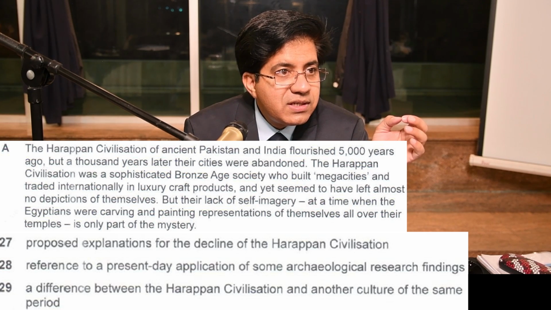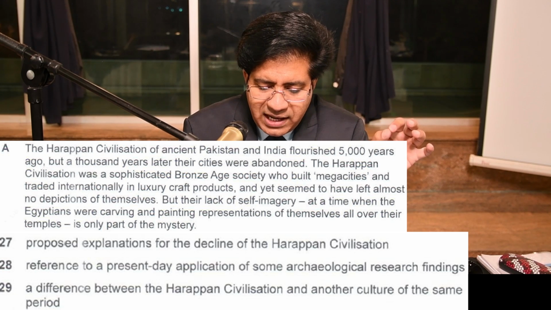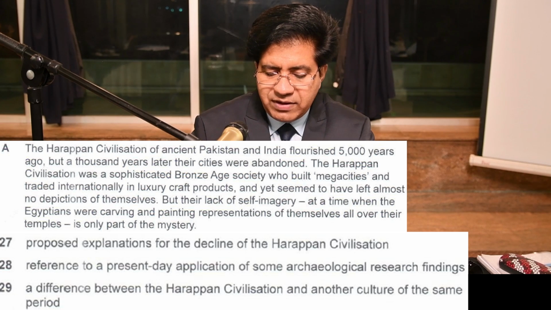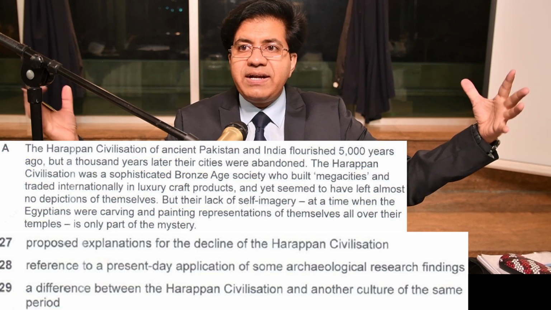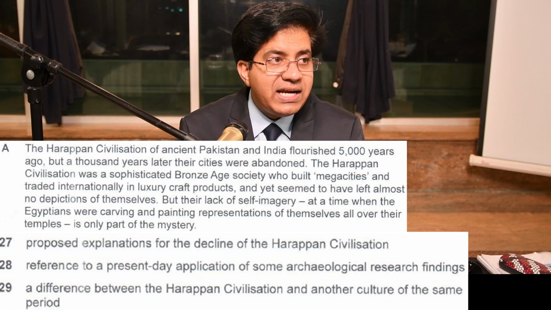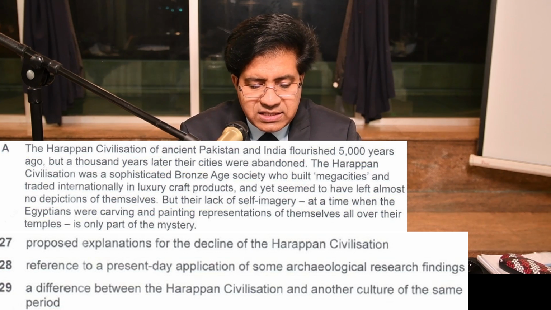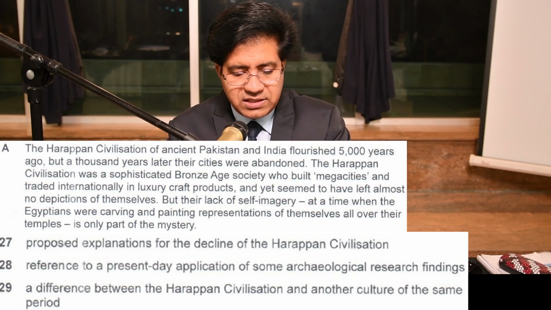Do you see the word Egyptians? In which paragraph? A. So they've written Harappan civilization was sophisticated. Now I'm reading this Egyptian sentence: but their lack of self-imagery at a time when the Egyptians were carving and painting representations of themselves all over their temple is only part of the mystery. So at the same time, Harappans were doing this and Egyptians were carving. Carving means they were making statues of their gods and different animals. So two civilizations, one is Harappan and second is Egyptian. Question 29, difference between the Harappan civilization and another culture of the same time. What is the difference? Egyptians were carving and what were Harappans doing? Harappan civilization was a sophisticated Bronze Age society who built mega cities. So Harappans were making mega cities and Egyptians were making carvings.